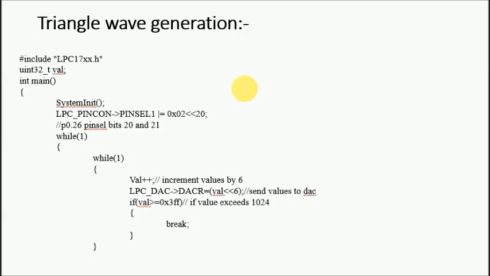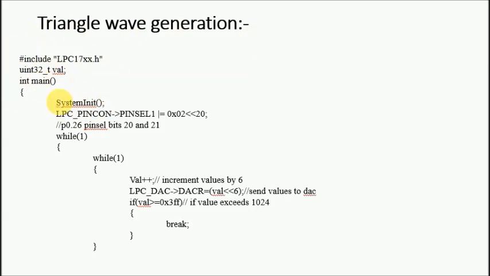Now we will see how to generate the triangular wave. The triangular wave generation is very simple. First we have to increment the register and send that value to the DAC register, and when it reaches the maximum, then again decrement that particular value. When it reaches the minimum value, again increment that particular value. When it reaches the maximum value, again decrement it. So first we have to increment up to the maximum, then we have to decrement up to the minimum, and this process should be continuous.